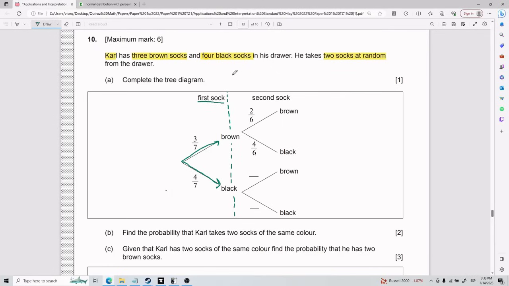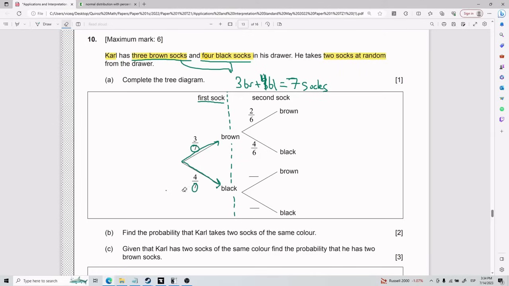So initially, there are 3 brown socks. That's where this 3 comes from. And there are 4 black socks. That is where this 4 comes from. And so that is why the 3 is there, and why the 4 is there. Why is the 7 there? Because the total amount of socks is 7. How do you know? Well, you have 3 brown plus 4 black, and that gives you 7 total socks. So that's where the 7 comes from.